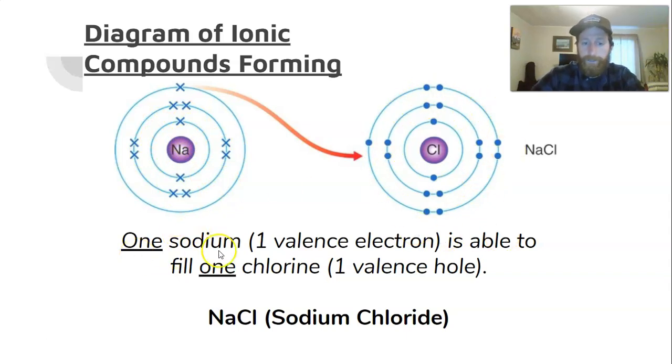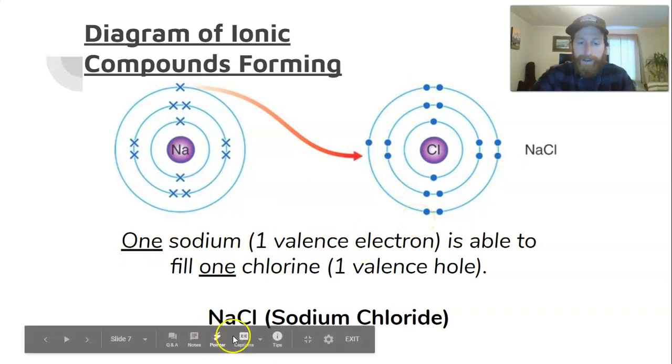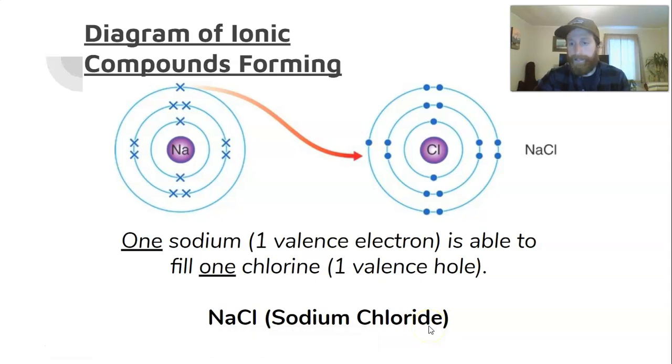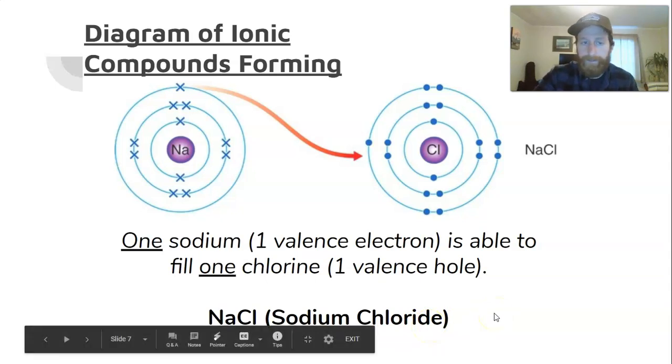And that one sodium with the one valence electron is able to fill one chlorine with one valence hole. And that's why in the end, the ratio here is 1 to 1. For every one sodium, we have one chlorine, and the formula overall is NaCl. And then again, we read that as sodium chloride. We're changing the -ine ending of chlorine to -ide because it's in a compound.